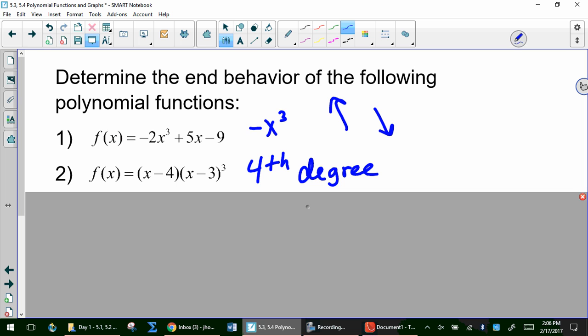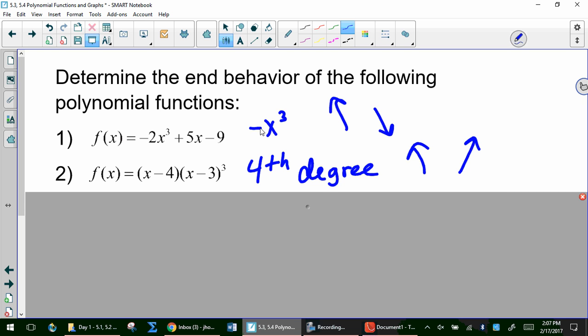Is this a positive function or a negative function? Positive. So how is this ending? What's the end behavior, Willie? It would be up, up. Okay. Can we graph this? If we know we have roots at 4 and at 3. Yes? And we know we're finishing up, up.